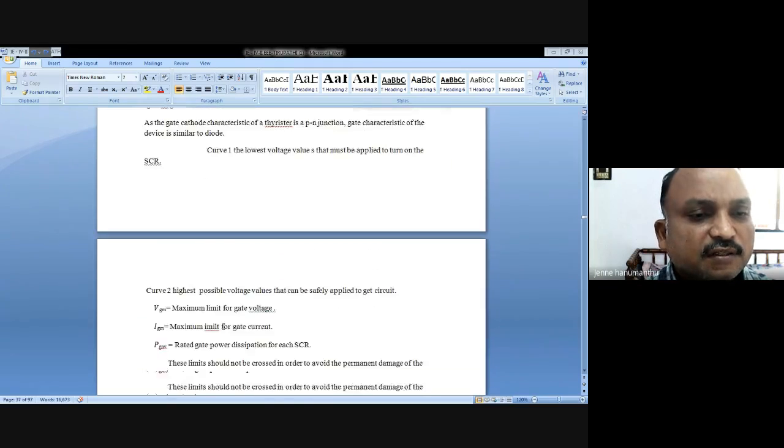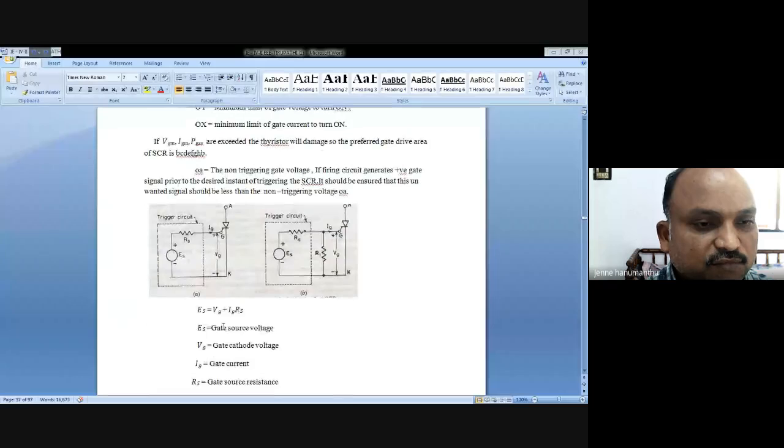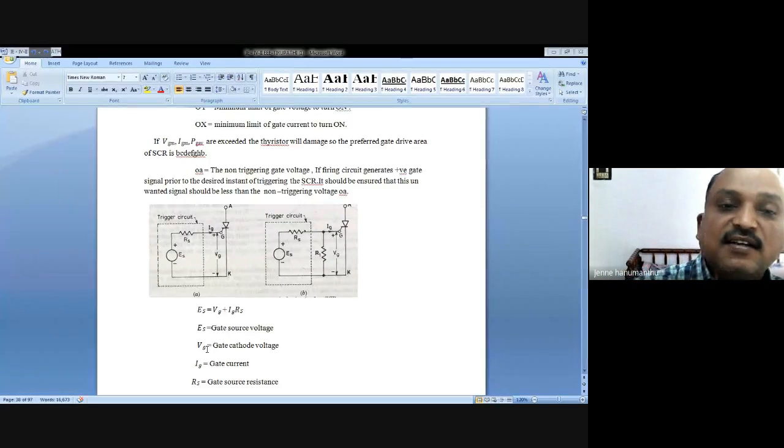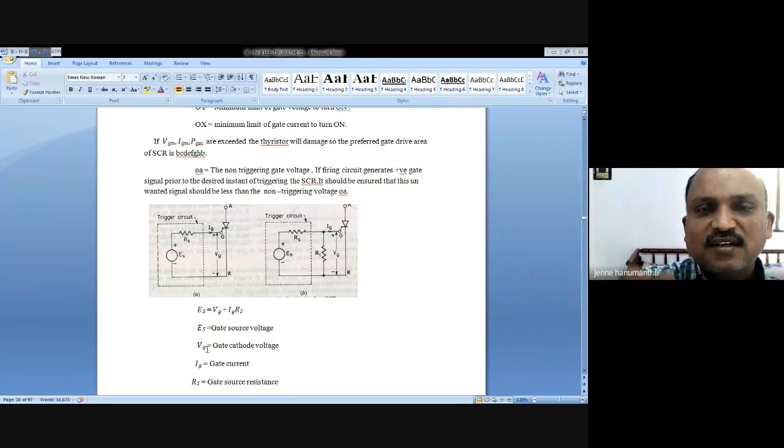Okay, and yes, this is also important. As you know, the SCR can be triggered, that is, turned on, in a number of ways. By applying forward voltage, by applying a gate pulse across gate and cathode, dV/dt triggering, gate triggering, temperature triggering, or by connecting a resistor, or by connecting RL, resistor and inductor, or by connecting R and C, resistor and capacitor.